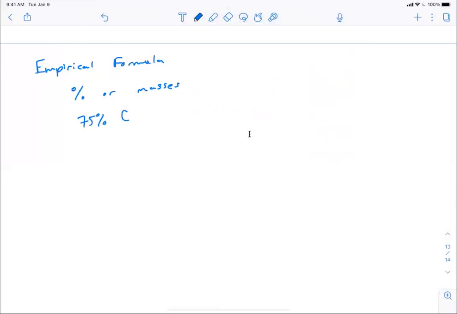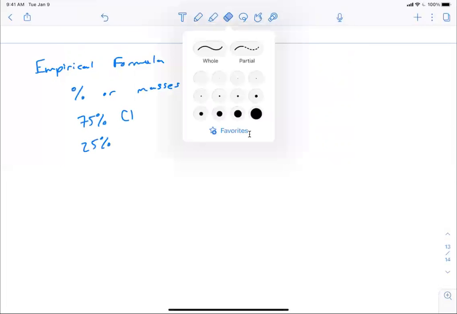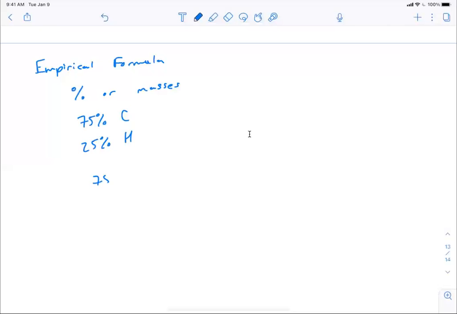75% by mass of carbon, and then 25% by mass of hydrogen. Sorry, I kept saying chlorine. But that did make me think that we need to do average atomic mass as well. Somehow I forgot that. Carbon and hydrogen here, that's essentially saying that out of a 100-gram sample, you have 75 grams of carbon and 25 grams of hydrogen.